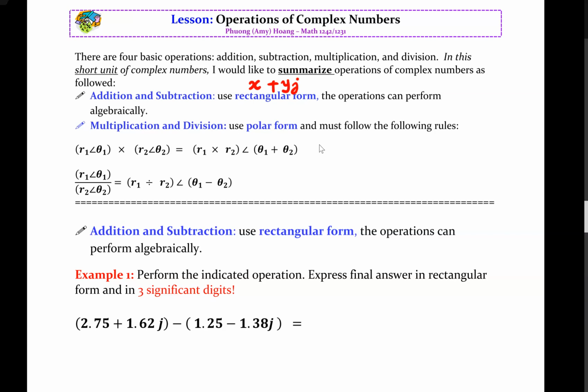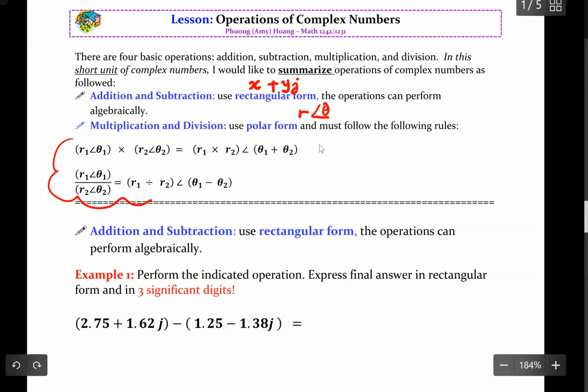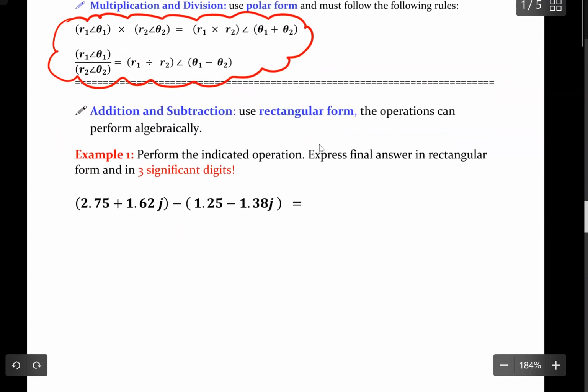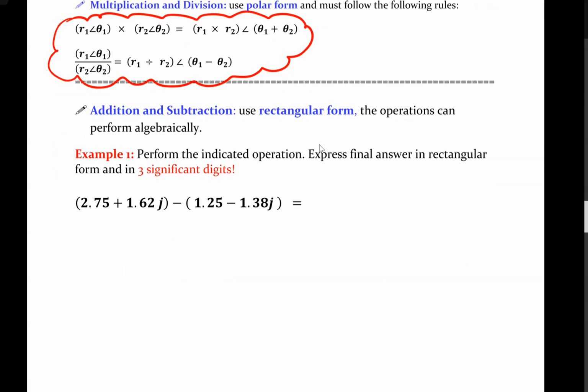Polar form of a complex number is represented by the modulus r and the argument theta. I will go over these two rules later in this video. At first, I would like to concentrate on addition and subtraction of complex numbers using rectangular form. So, example number 1.